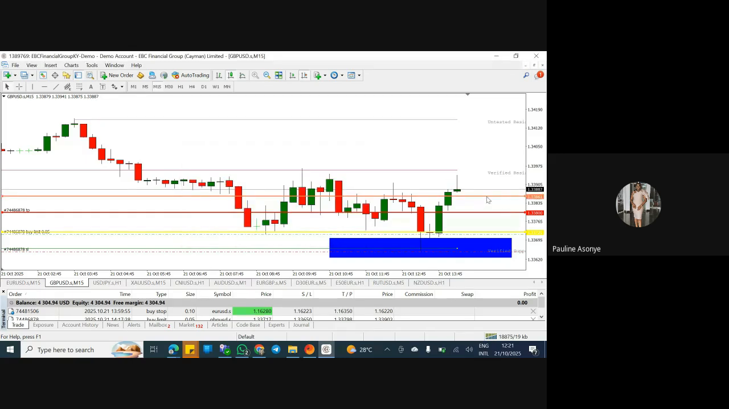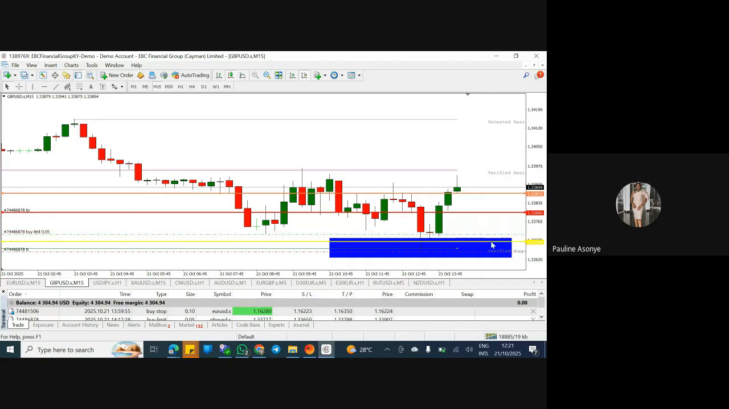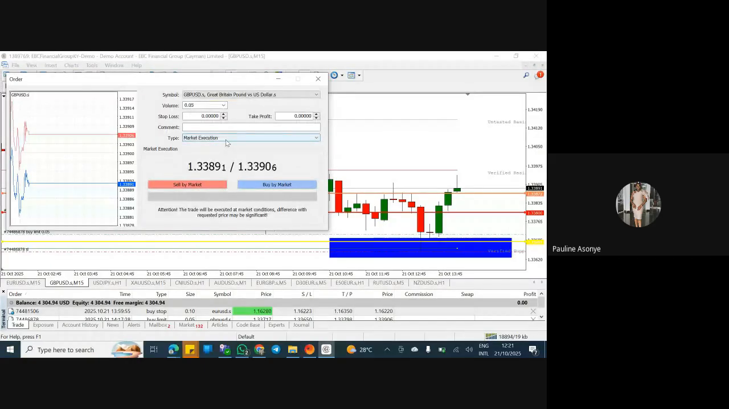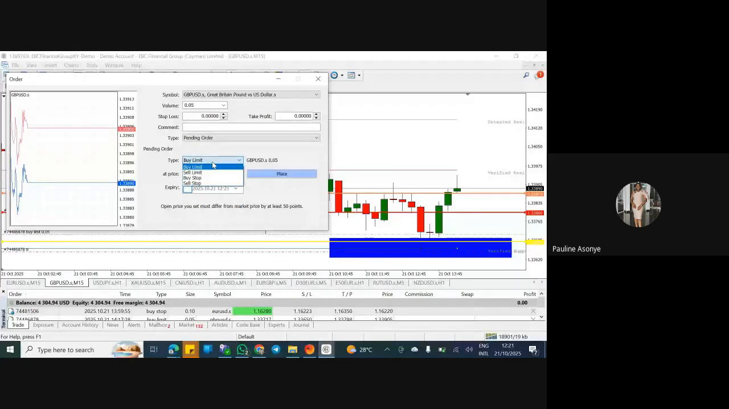So now I want to put my stop loss, let's say here, below here. Then our TP, I want to take it all the way down here. Now I want to do a pending order for a sell stop. First of all, you go to New order, click on market execution, pending order, click on type, and go to sell stop. You check your volume. My volume is perfect. I want to enter my price.